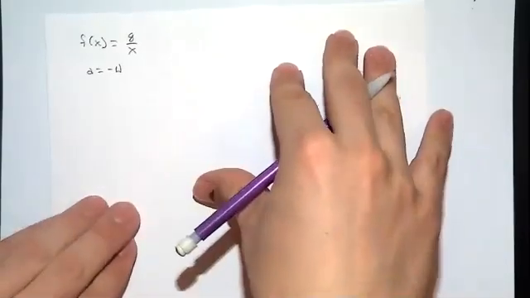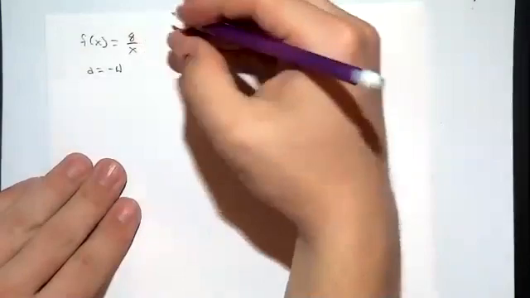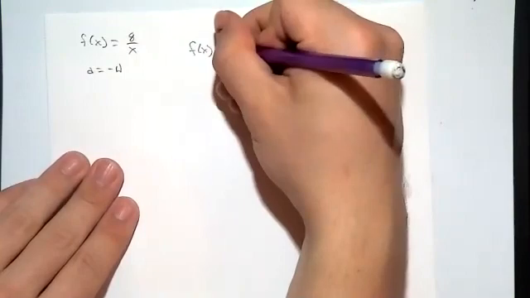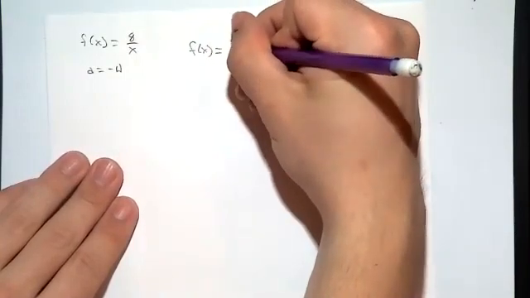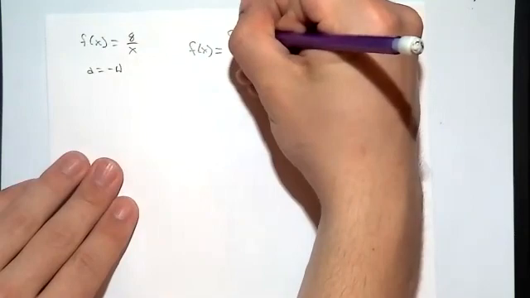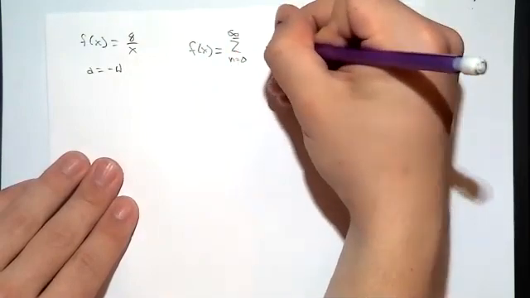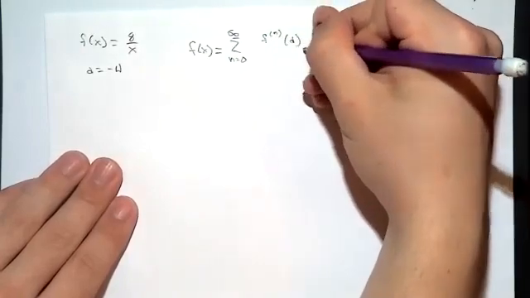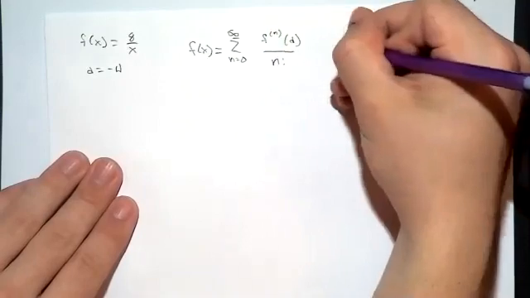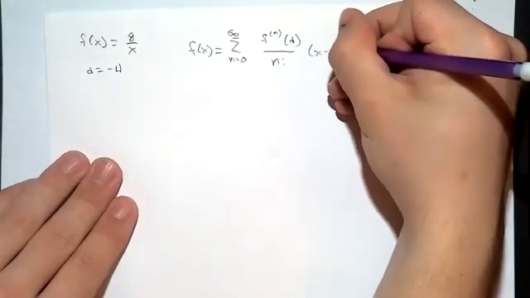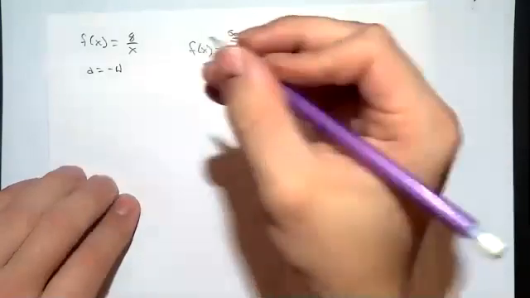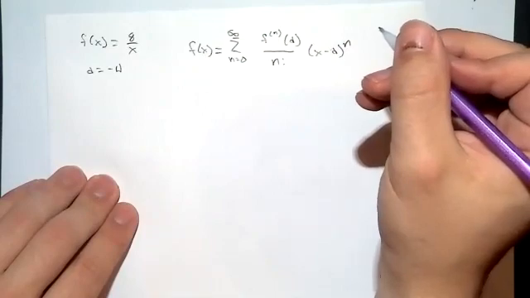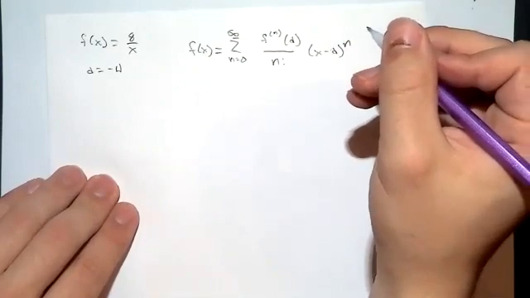All right, so I was just writing the definition up top because at least for me, it makes it a little easier to just plug in everything. The sum from n equals 0 to infinity of f to the n of a over n factorial times x minus a to the n. I might do up to n equal to 4 this time, just so there's a little more room to see a pattern.